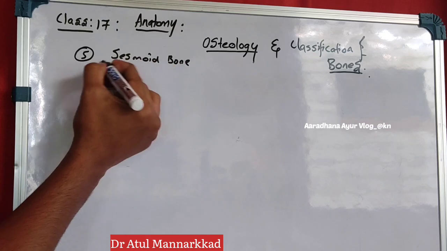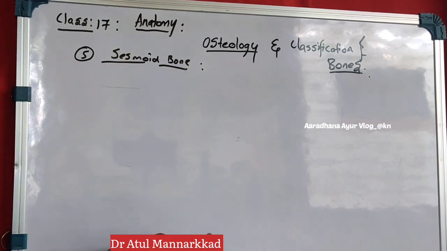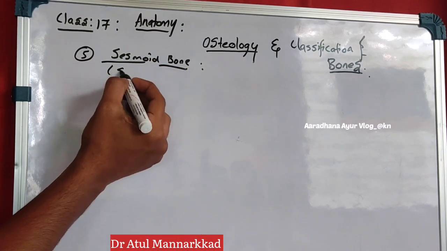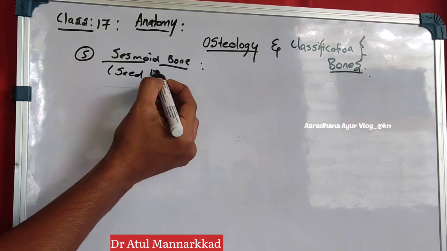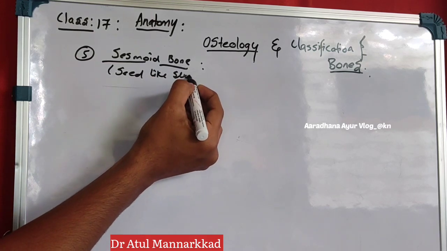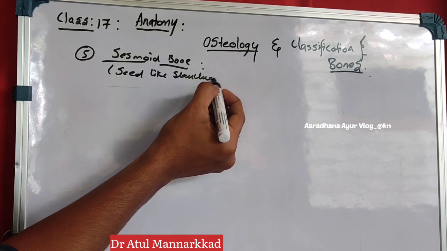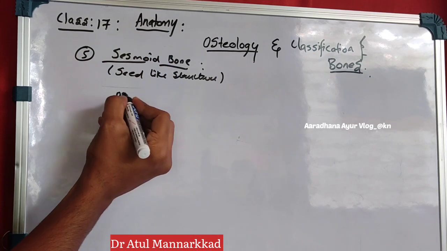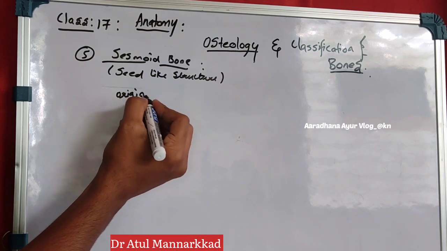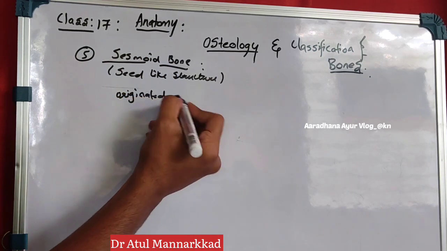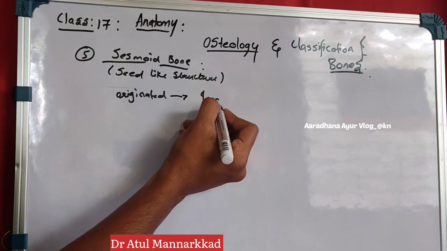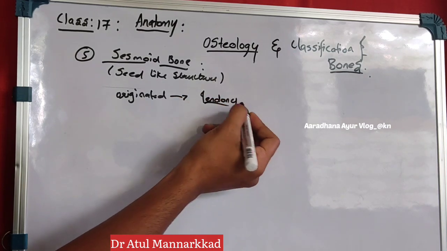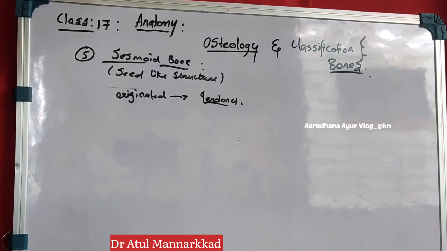Sesamoid bone. It is a seed-like structure. These bones originate from tendons.